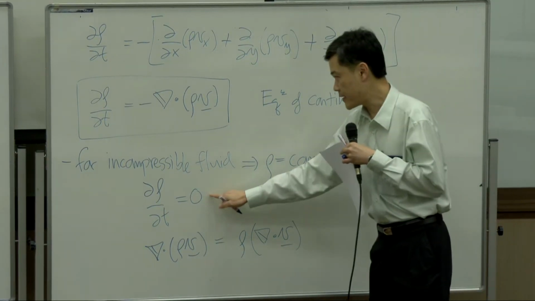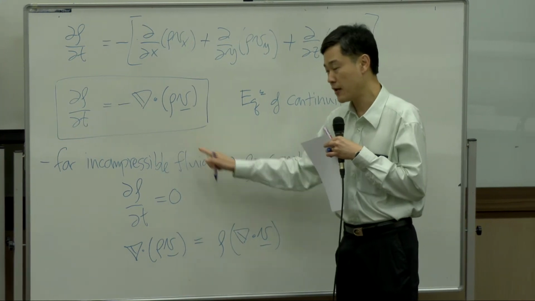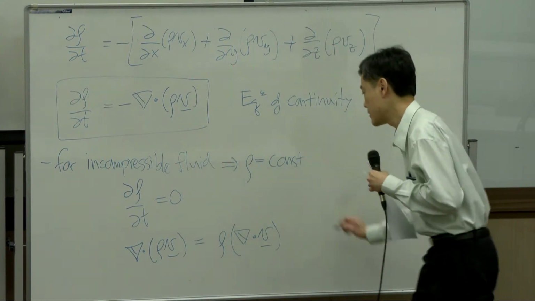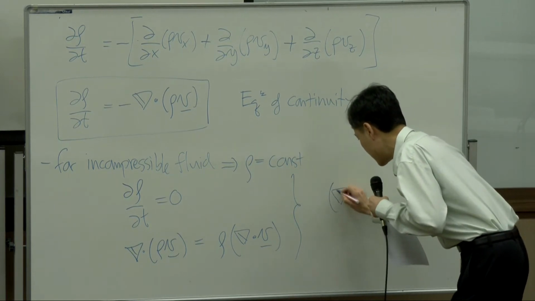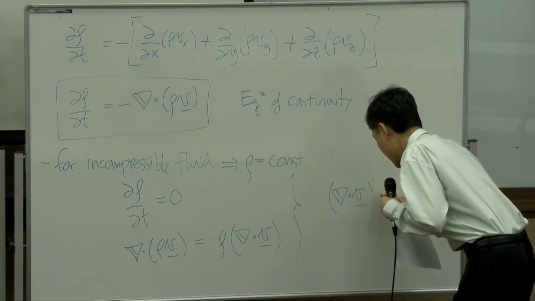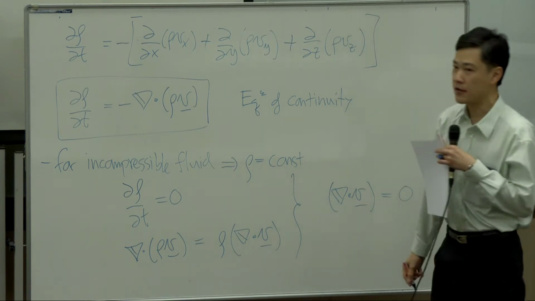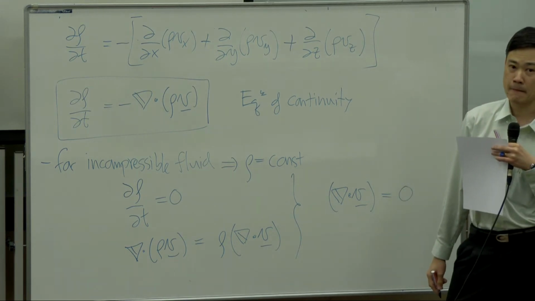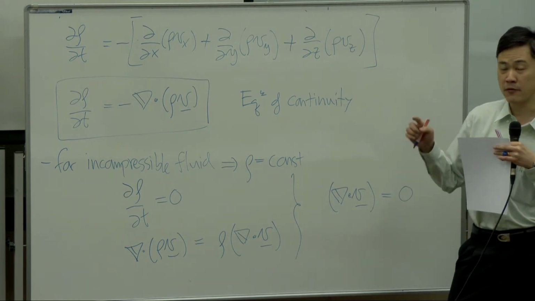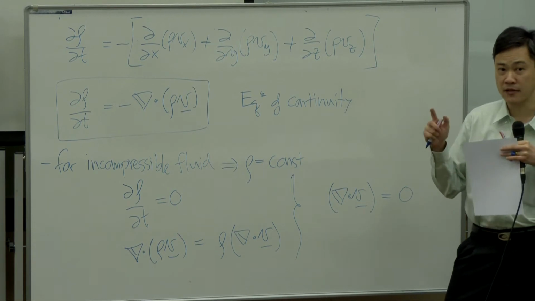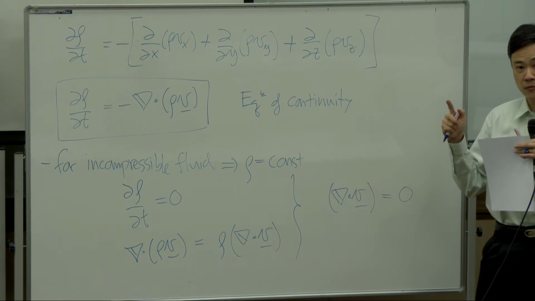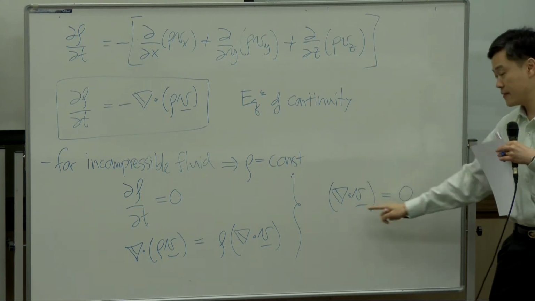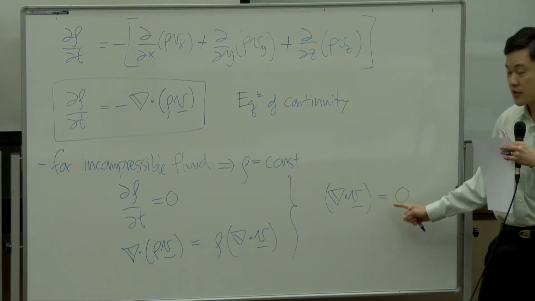This is the left-hand side of the equation of continuity. This is the right-hand side. If you take them together, you end up with del dot v equal to 0 for incompressible fluid. Remember when we did the problems, I said every time you have liquid, we will assume it to be incompressible fluid, and then del dot v will be 0. This is the proof.